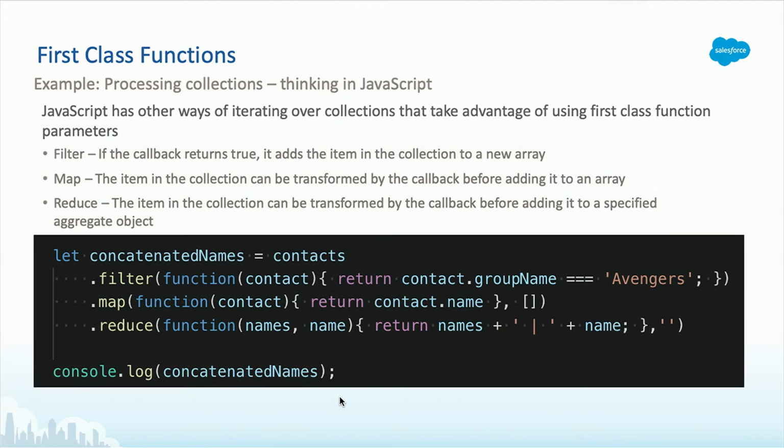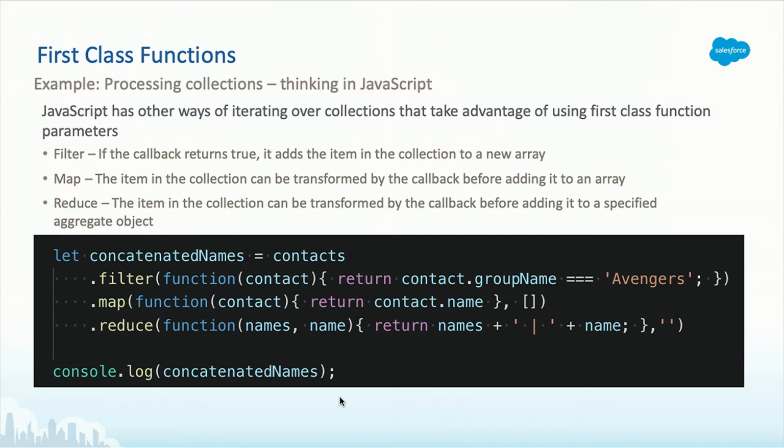Now, the JavaScript language has functions that you can call on array objects that take advantage of the idea that functions are first class. Here are three array functions that we can use to iterate here. Now, the filter function iterates over each value in a collection and passes each item to a callback. If that callback returns a truthy value, then the item will be added to a new array. Otherwise, don't add the item to the new array and move on to the next one. So it's filtering your array.